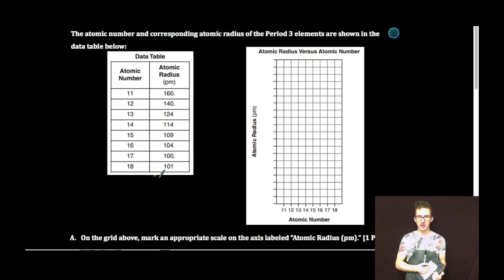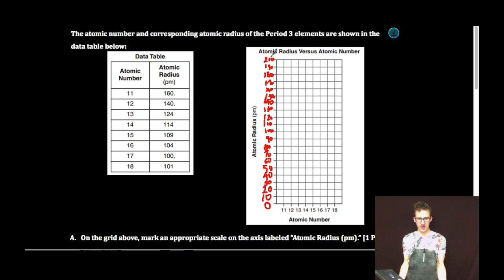As I look at my atomic radii here, there's not really a right or wrong answer. We just want to make sure that we're able to graph each and every one of these atomic radii. I'm going to start at 0, and every line is going to represent 10 picometers. 10, 20, 30, 40, 50, 60, 70, 80, 90, 100, 110, 120, 130, 140, 150, 160, 170, 180, 190, 200. One point just for making a scale. I love this free response already.